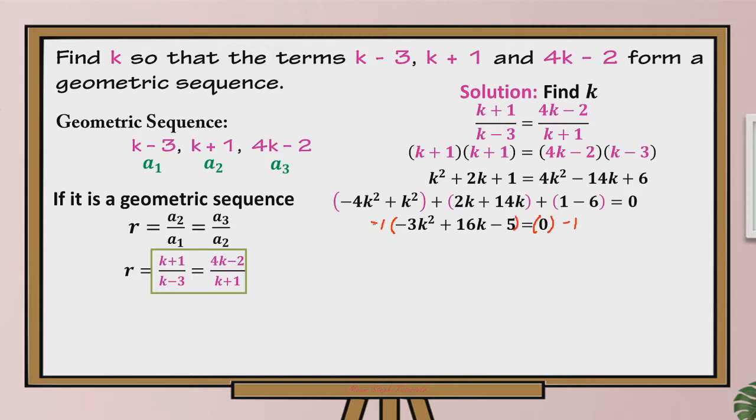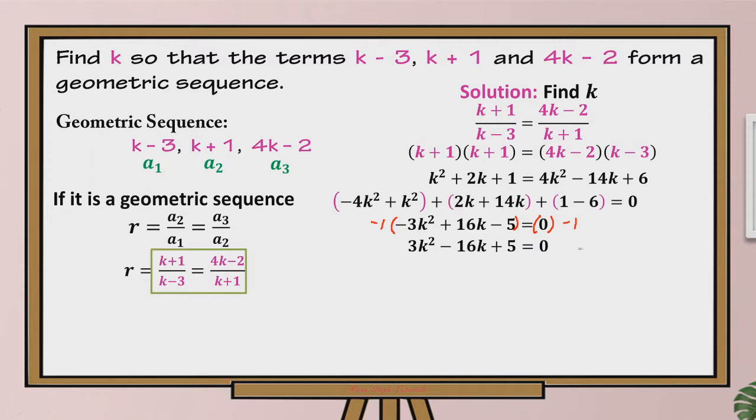Okay. So, pag nag-multiply tayo ng negative 1, yung negative 3k squared ay magiging positive, yung positive 16k ay magiging negative, at yung negative 5 ay magiging positive. And then yung 0 is wala namang mangyayari. So now, we have our quadratic equation in standard form pa rin. Now, if you observe, the coefficient of our quadratic term is more than 1. So, if you were watching my video on how to solve quadratic equations by factoring, gagamitin natin ang diamond method.